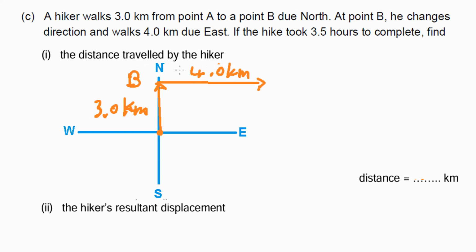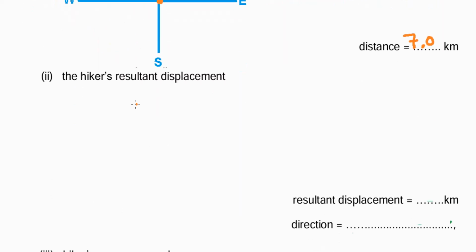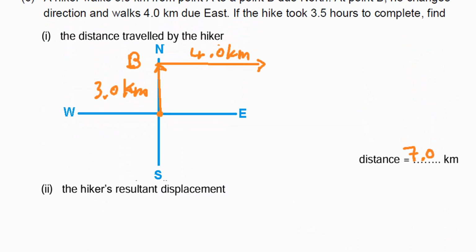We need to find the distance traveled by the hiker. So we simply add these values. So 3.0 plus 4.0 will be 7.0 kilometers. Then in the second question here, we need to find the resultant displacement. Now, we know that displacement is the shortest distance from start to finish, or the straight line distance. So this vector will represent the resultant displacement, and we can call it R.